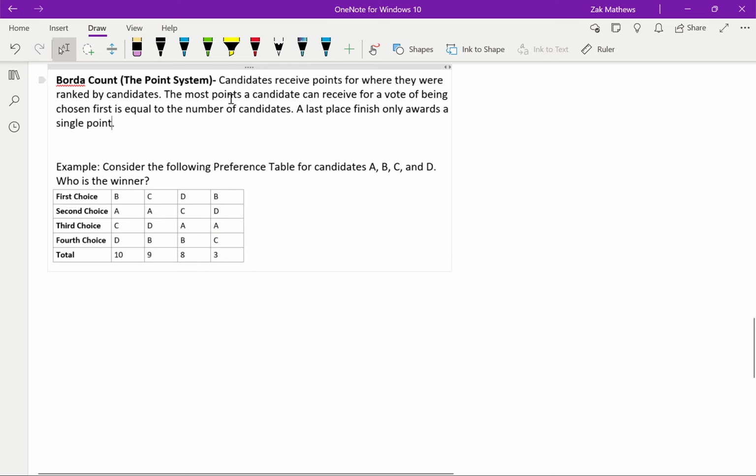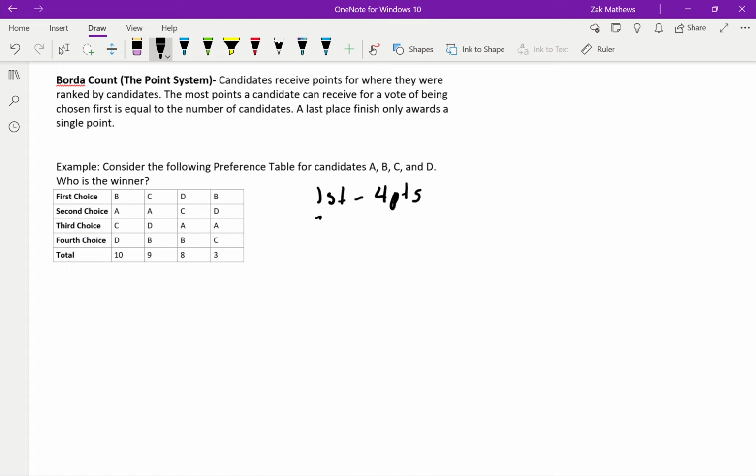Whatever the total number of candidates is, that is the most points you can receive. You get all of that for a first place finish. So if we look at this case, first place finish, because there's 4 candidates, you would get 4 points. Second, you would get 3 points. Third, you get 2 points. And then for a last place finish, or in this case fourth, you only get 1 point.